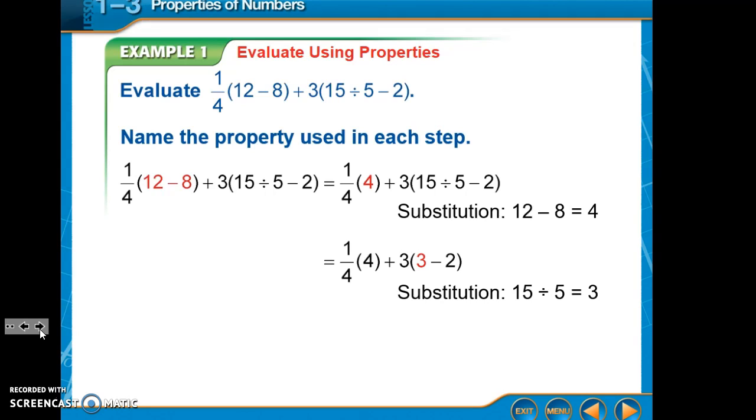Alright, we're still not finished in that parenthesis. Now we have 3 minus 2. 3 minus 2 is equal to what? 1. So since 3 minus 2 equals 1, we can use substitution to substitute 1 into that parenthesis. Questions so far? All right, so now we have 1/4 times 4. What's 1/4 times 4?